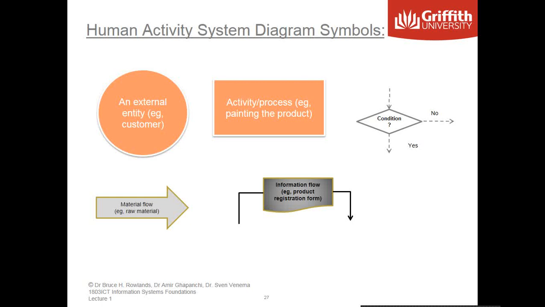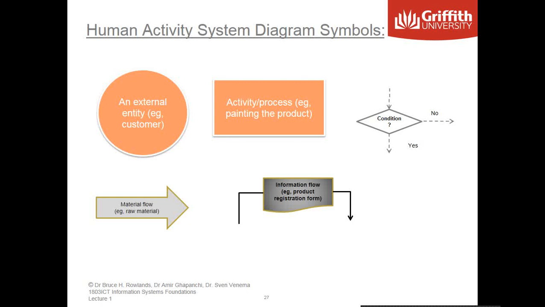So the circle is a customer or an external actor. The square or the rectangle is an activity. There's a diamond there with a condition. It looks a little bit like a flowchart if you've ever seen those kinds of things, right? So there's decision points. Something comes in at the top in the diamond there. You ask a question, and the answer is yes or no.